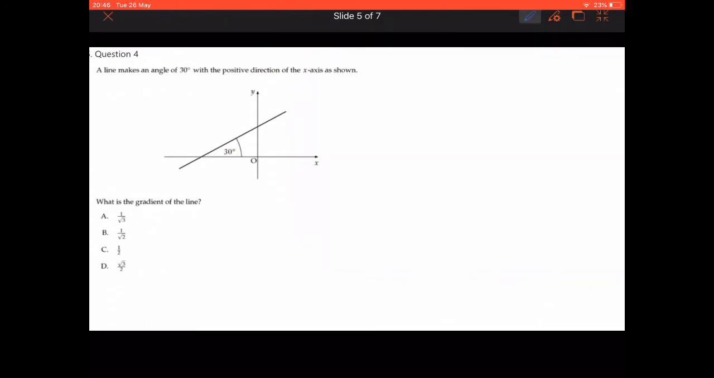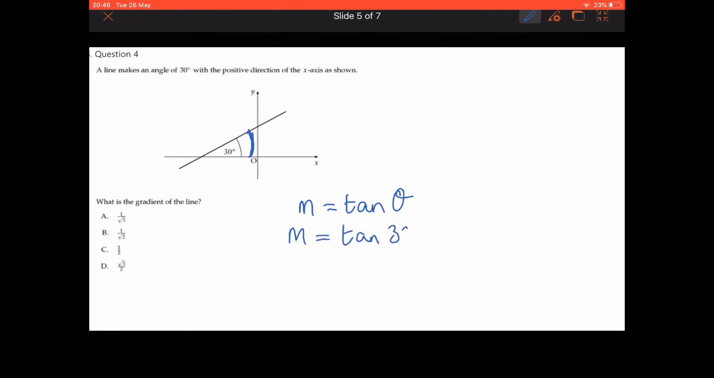Question 4. A line makes an angle of 30 degrees with the positive direction of the x-axis as shown. What is the gradient of this line? So the first thing you should think about if it's talking about angles and it's talking about gradients is gradient equals tan theta, where theta is the angle in between your line and the positive direction of the x-axis. So in this case we can see that theta is 30. So gradient equals tan of 30.